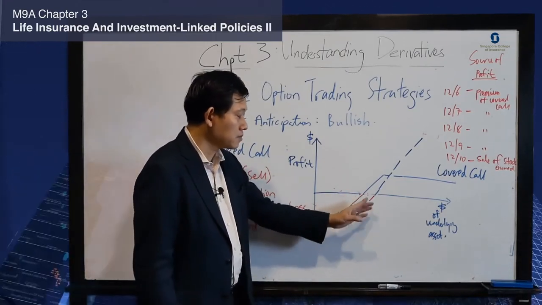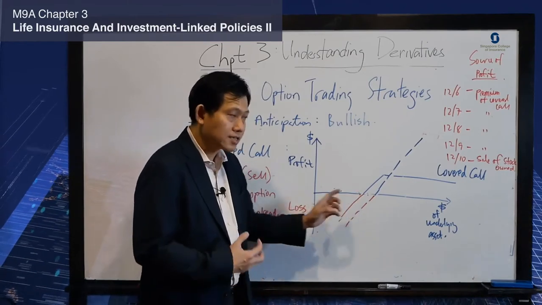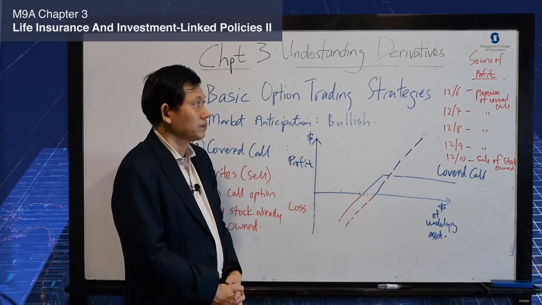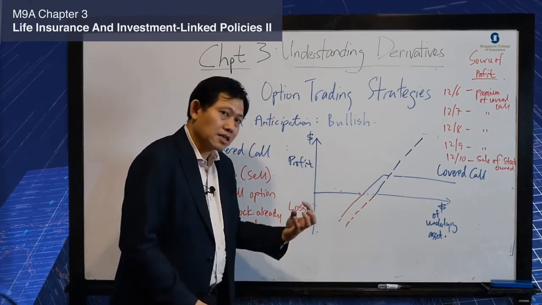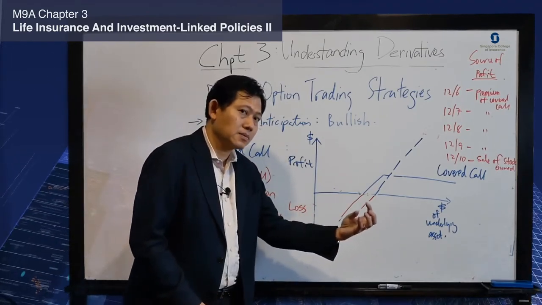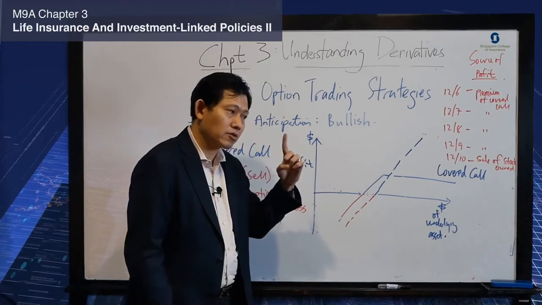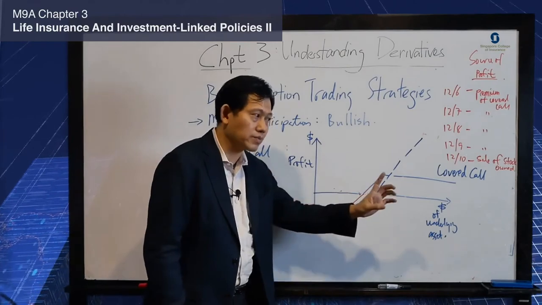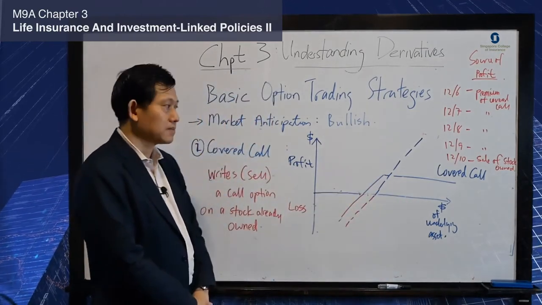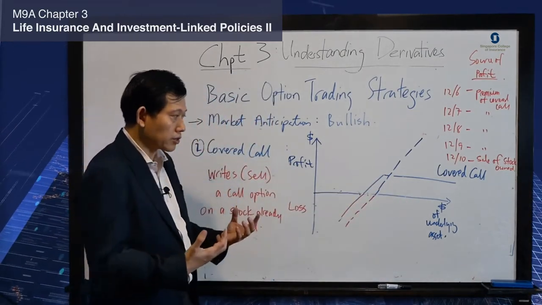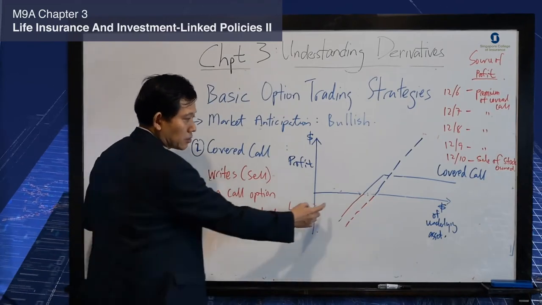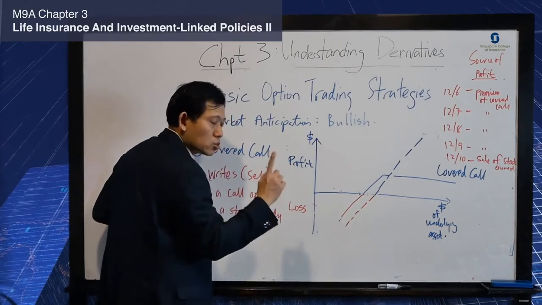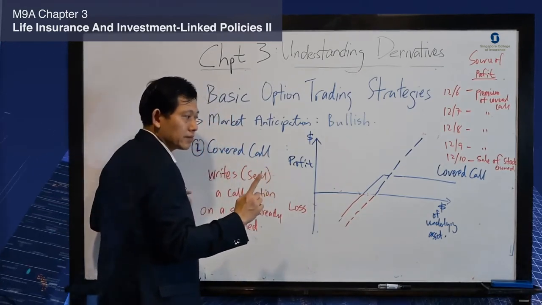Meaning to say, you as an investor actually make some profit from selling the covered call options. You make the profit from the premium of selling the covered call option to your counterparty. Because you're still owning the portfolio of stocks, technically speaking, you had a paper loss of that portfolio of stock you already own.